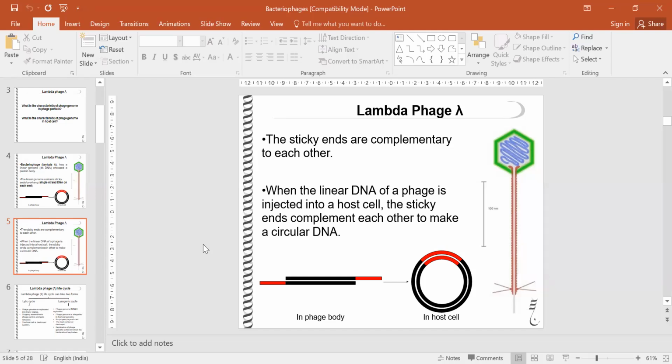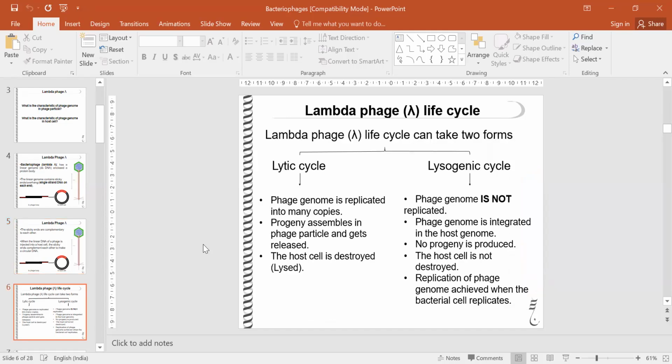So there are two conditions in which this linear DNA becomes circular DNA. The life cycle of the lambda bacteriophage proceeds in two forms. One is the lytic, another is the lysogenic.